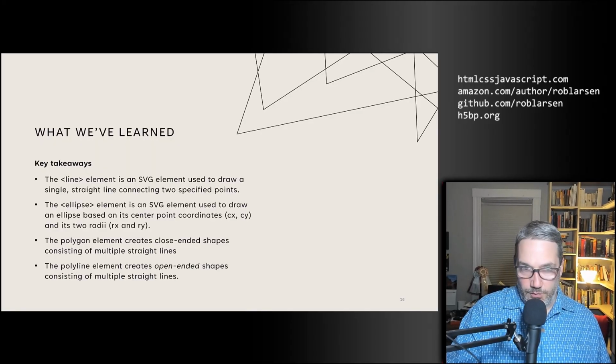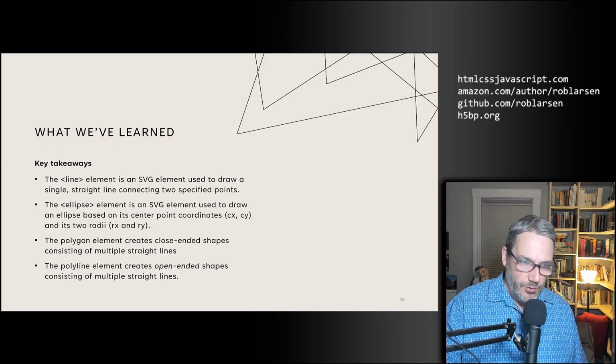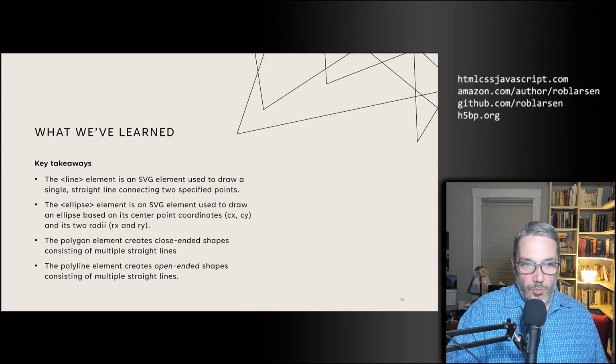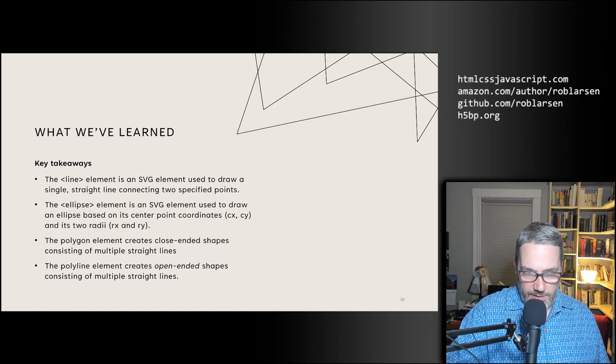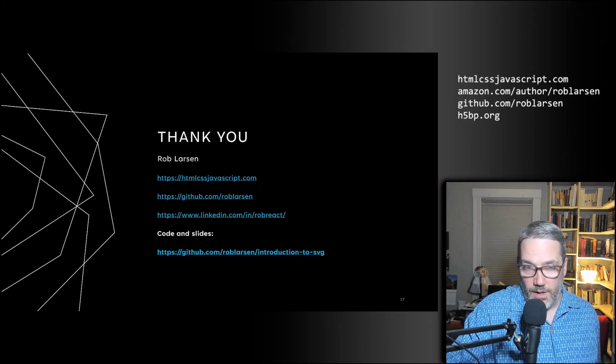So, what have we learned? The key takeaways. So, 1, the line element is an SVG element used to draw a single straight line connecting two specific points. The ellipse element is an SVG element used to draw an ellipse based on its center point coordinates, center X and center Y, and its two radii, Rx and Ry. The polygon element creates closed-ended shapes consisting of multiple straight lines. Similarly, the polyline element creates open-ended shapes consisting of multiple straight lines. And with that, we're done.